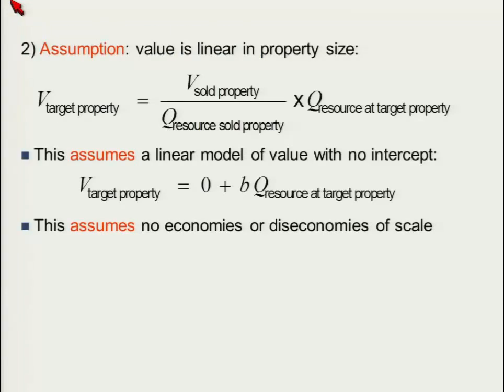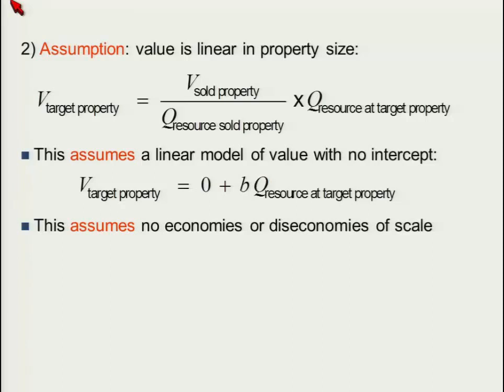Value is linear in property size. And this is the algorithm that people use; you may not realize that you're assuming this. What we do is take the value of the sold property and divide it by the resource of the sold property. That gives us a value per ounce, or per ton, or per pound. Then we multiply it by the size of the target property, and that gives us the value of the target property. This is a common size adjustment in comp sales.